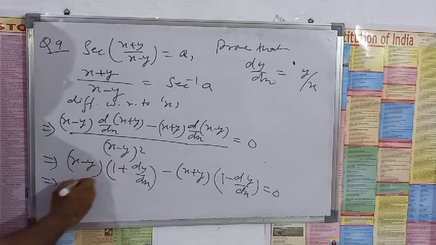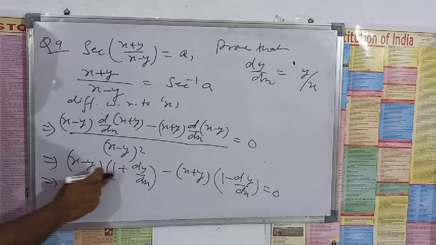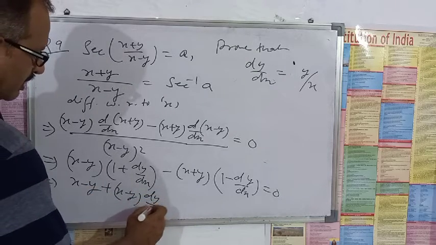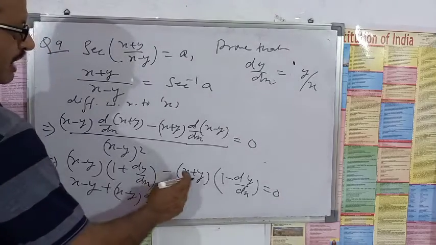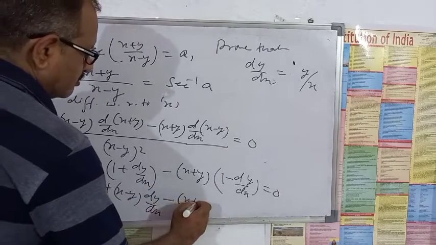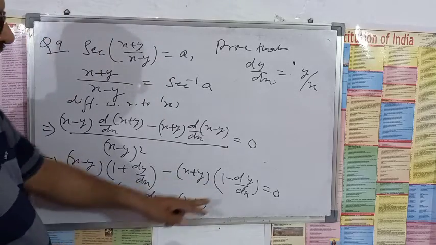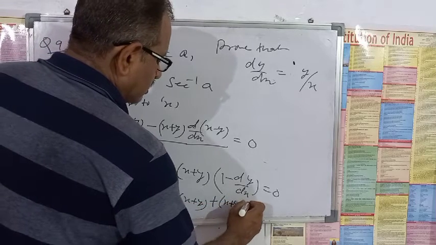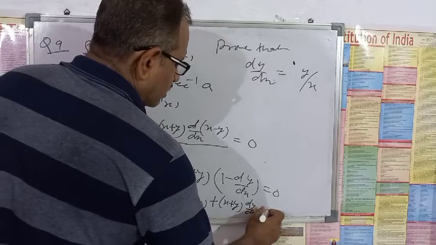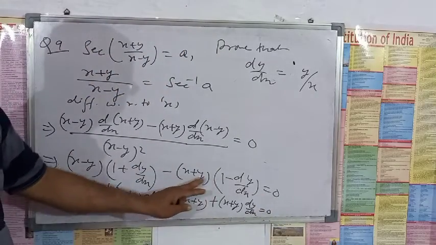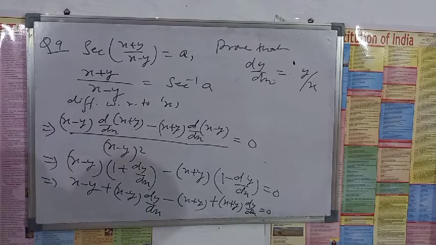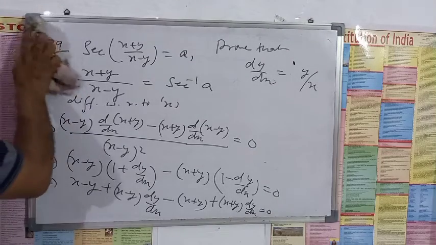Open the bracket. x minus y into 1, x minus y, plus x minus y dy by dx, minus x plus y into 1, minus x plus y, minus into minus plus, minus into minus plus x plus y into dy by dx. Now we have to simplify it.